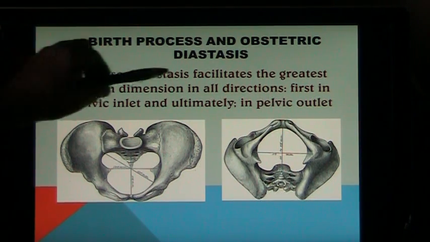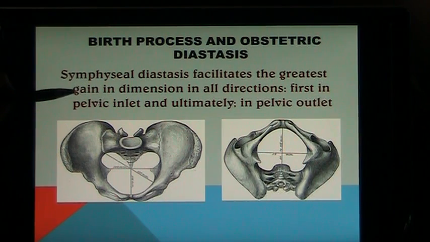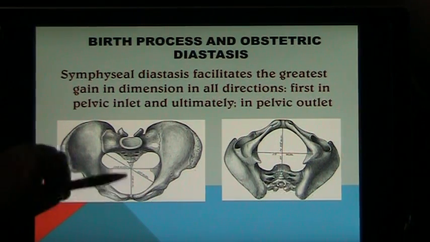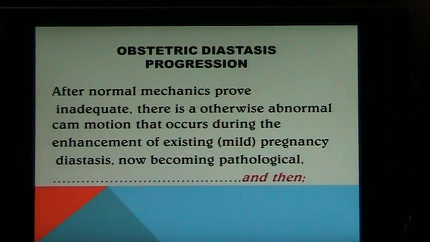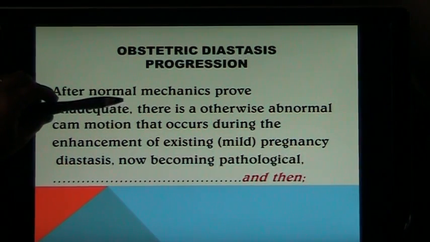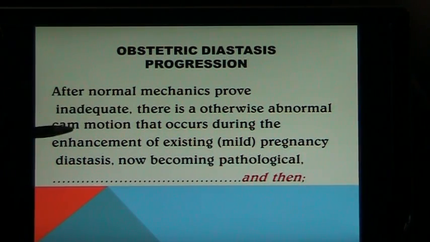So, symphyseal diastasis facilitates the greatest gain in dimensions in all directions, first in the pelvic inlet as the baby's descending, and then ultimately in the pelvic outlet. So all dimensions increase, especially to let that baby traverse it. So, progression. After normal mechanics prove inadequate, baby's growing, getting bigger and bigger, baby's got to come out, there's an otherwise abnormal cam motion that occurs during the enhancement of the existing mild pregnancy dysfunction or mild diastasis, which is now becoming pathological.